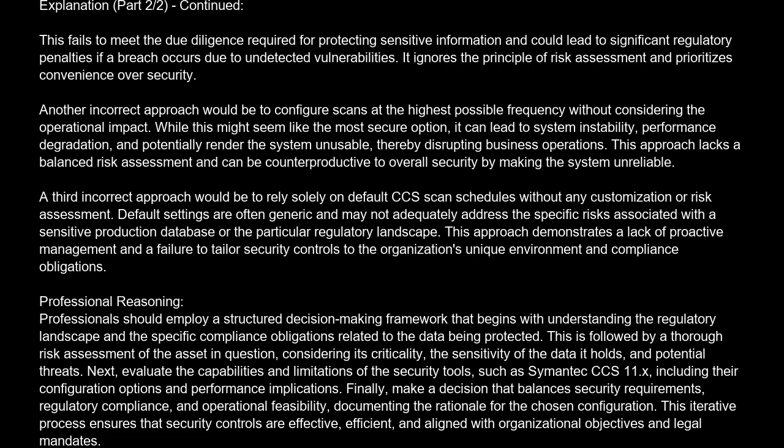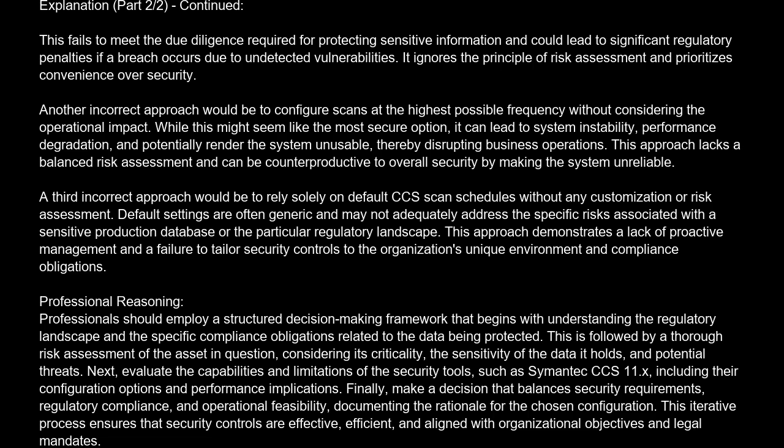A third incorrect approach would be to rely solely on default CCS scan schedules without any customization or risk assessment. Default settings are often generic and may not adequately address the specific risks associated with a sensitive production database or the particular regulatory landscape. This approach demonstrates a lack of proactive management and a failure to tailor security controls to the organization's unique environment and compliance obligations.